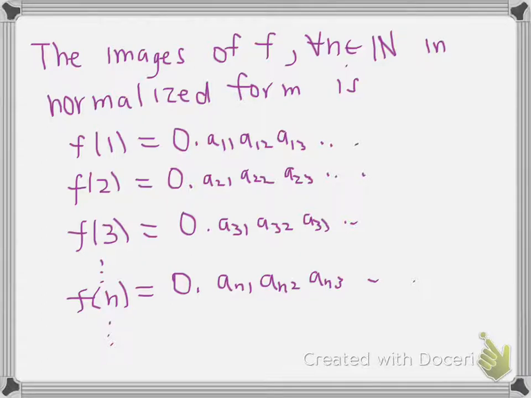The images of f, and now I'm using language that your book used to prove it, but the images of f, that's just your range, right? Because remember that, or your codomain, because this is onto, that means the codomain equals the range. So it's just (0, 1). So the images of f for all n belonging to the naturals in normalized form, we're going to represent it by, well, f of 1 is going to be point a11, a12, a13, dot, dot, dot. And we don't need to know what it is.